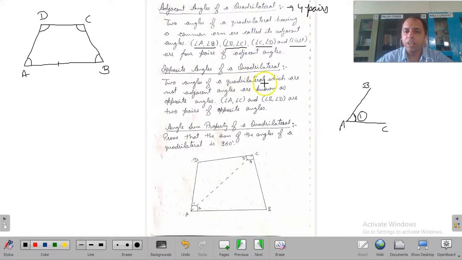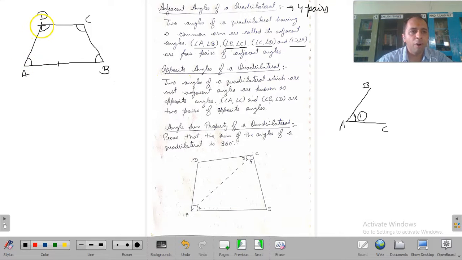Two angles of a quadrilateral which are not adjacent angles are known as opposite angles. Such angles which are not adjacent, okay, that means they should not have any common arm. Now again observe this quadrilateral.